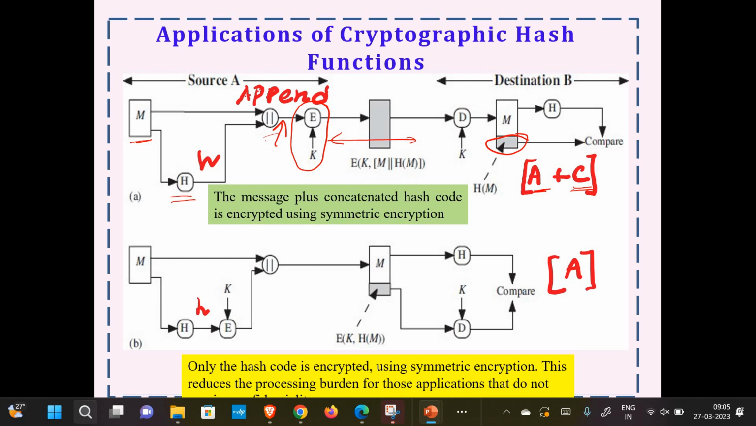The second way of doing it, you can see, the message plus concatenated hash code is encrypted using symmetric encryption. This is the encryption I'm talking about. Now, the second one is another arrangement that can be made. What is happening? The hash function that is generated goes through an encryption, and after that, whatever is generated goes through an appendment. So there are different combinations based on different needs.